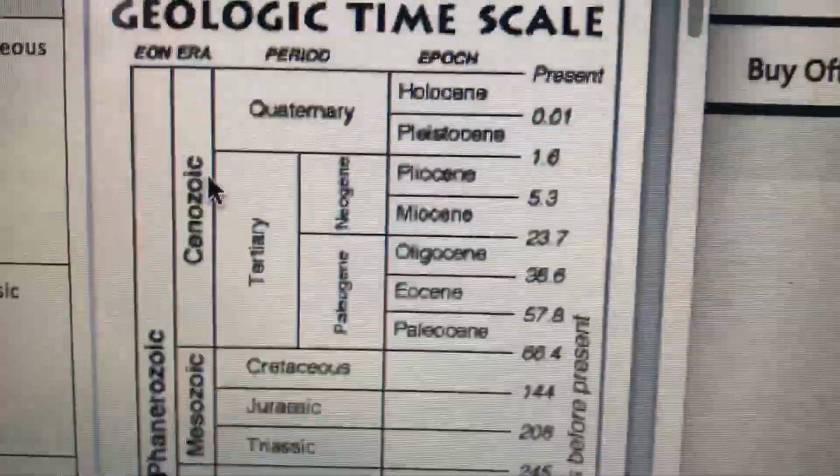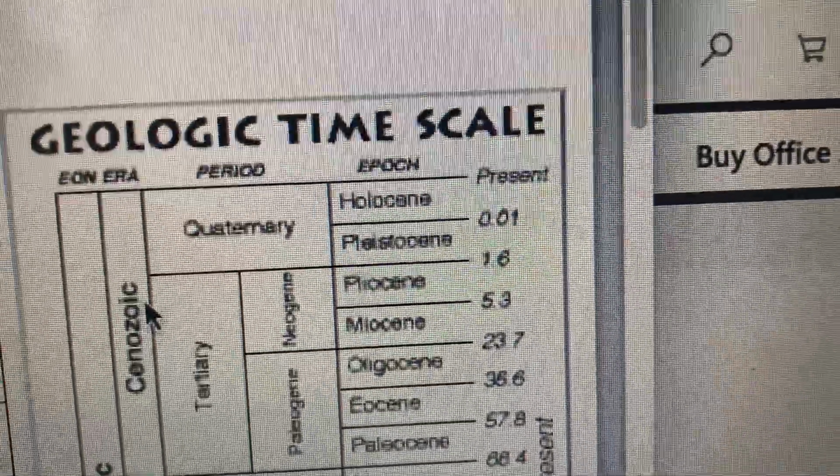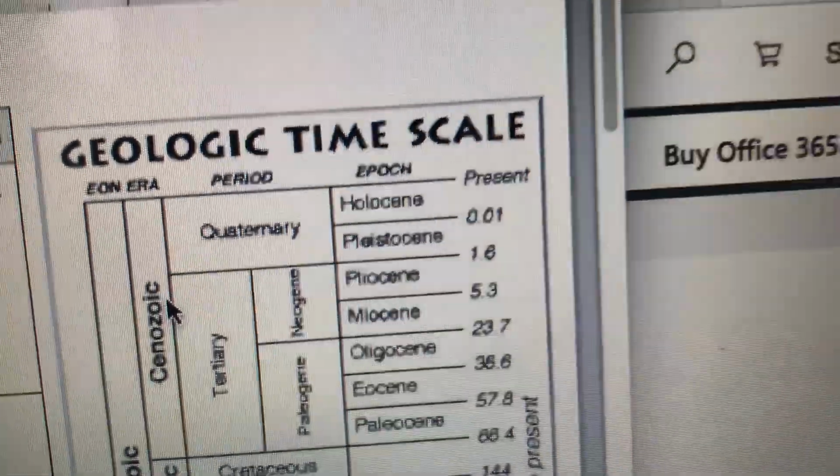So the other thing that we need to understand, I'm going to sneeze. Okay.